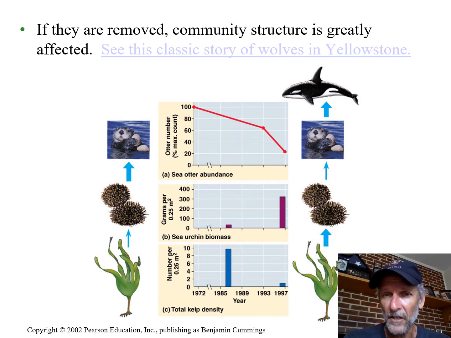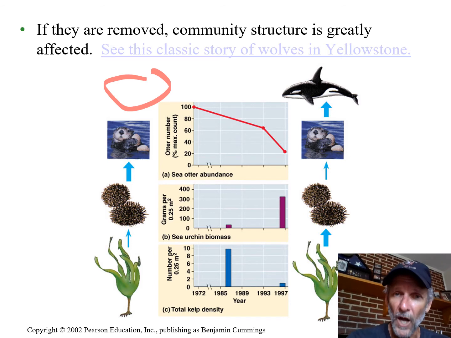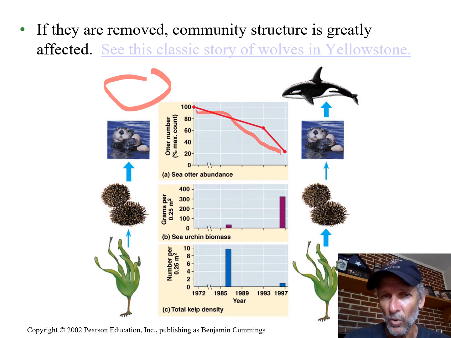What happens if you take the killer whales away? Well, the otter numbers go way up, as you would figure. If the killer whales are back, the otter numbers stay low. What happens when the otter numbers go way up? The things they eat go way down.